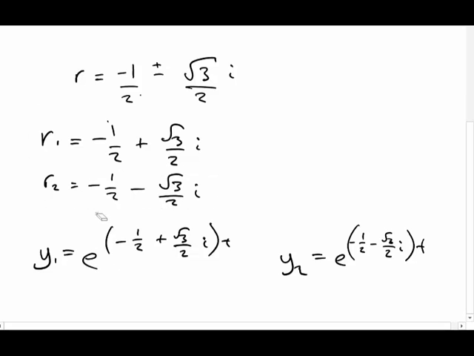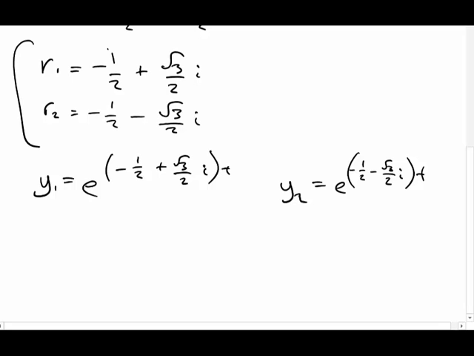Okay, so now basically what we just do is we try and write this using Euler notation. So let's just multiply the exponent by t. So we end up with minus a half times t plus root 3 over 2 times t times i. And the other one is going to become e to the minus a half times t minus root 3 over 2 times t times i. Okay, and actually I'm going to be a little bit sneaky again. I'm going to turn this into a plus and put the minus with the i. So it's still going to be the same thing as what we just had before, but I've just written the minus with the i.